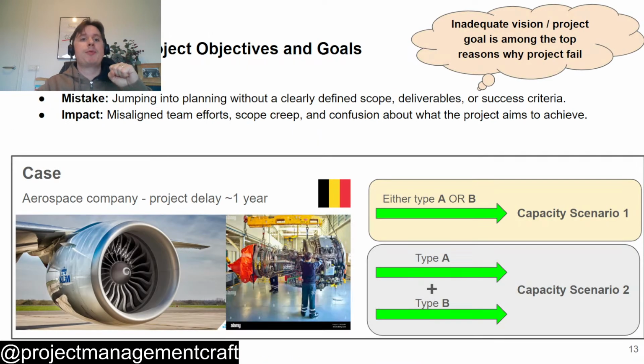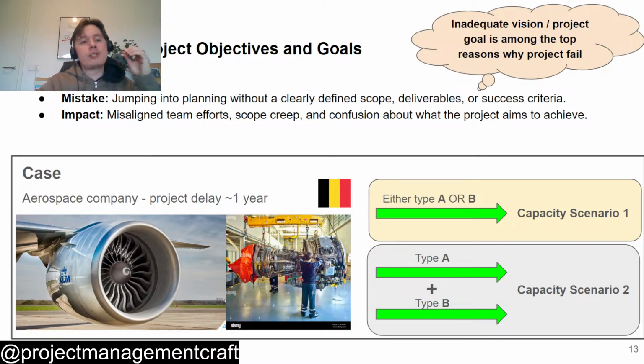The next mistake that people make is the lack of clear objectives and goals. I need to mention that this data comes from the Project Management Institute. They do research with project managers all over the world. Inadequate vision or project goal is among the top reasons for project failure. Why? Because if you don't know where you're going, how are you going to get there? Let's say you want to travel, and I ask, where do you want to travel? I don't know. So wherever you get to, it's fine.